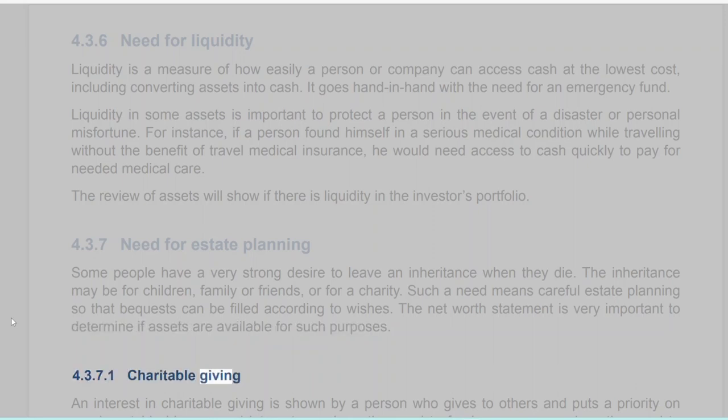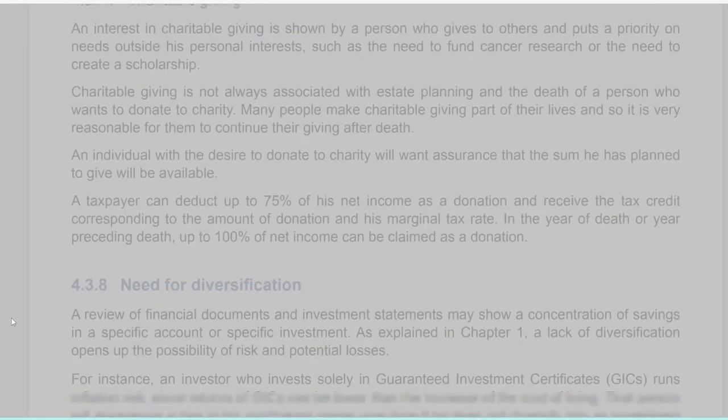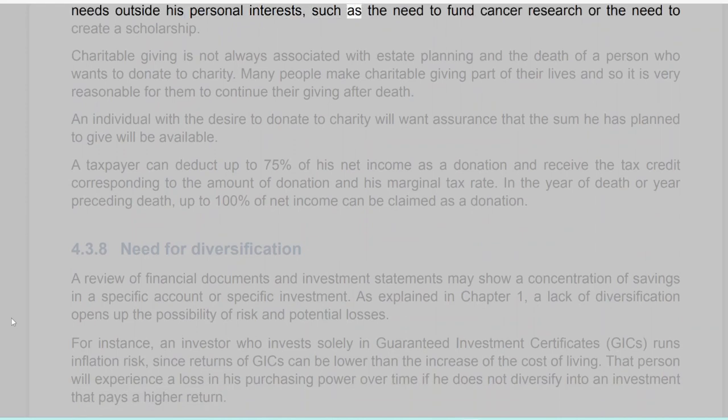4.3.7.1 Charitable giving. An interest in charitable giving is shown by a person who gives to others and puts a priority on needs outside his personal interests, such as the need to fund cancer research or the need to create a scholarship.